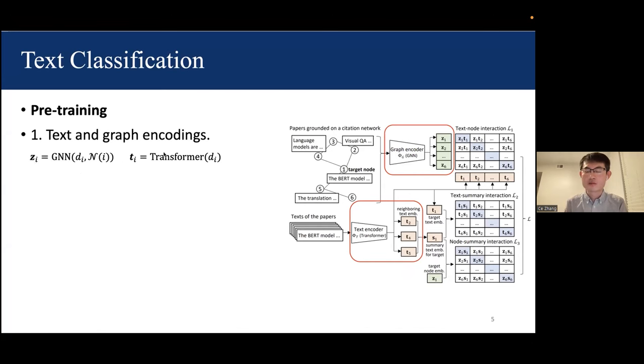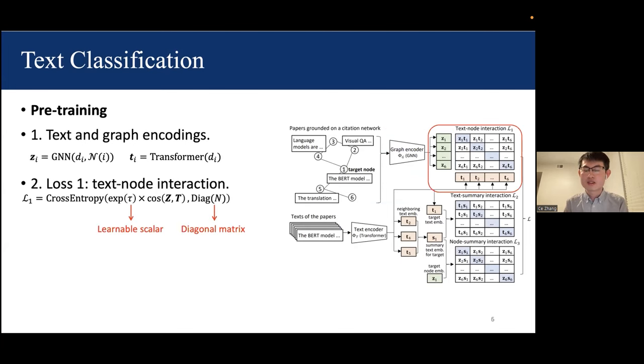Similarly, for textual document, we use DI to represent, and then we input DI, a sequence of words, into transformer, and then we can obtain text embedding T. So for each document, it has two embeddings. One is obtained by graph neural network, which captures graph structure. The other one is obtained by transformer capturing textual content.